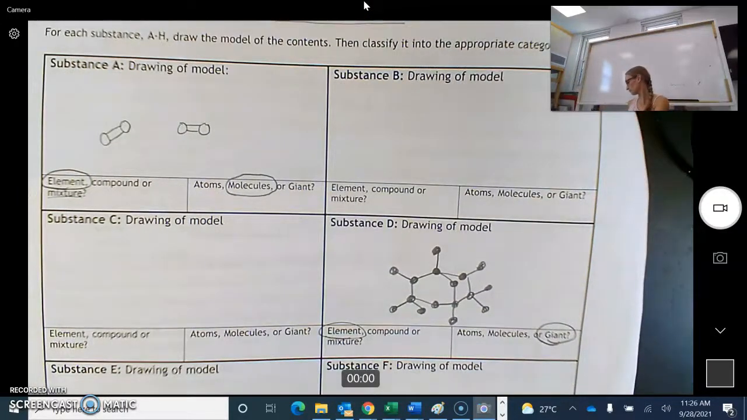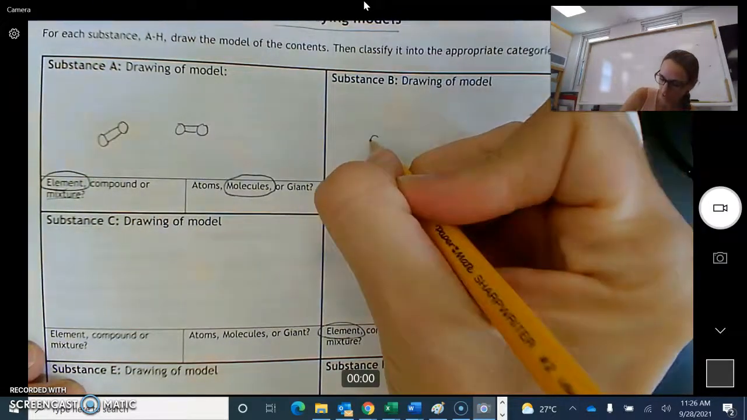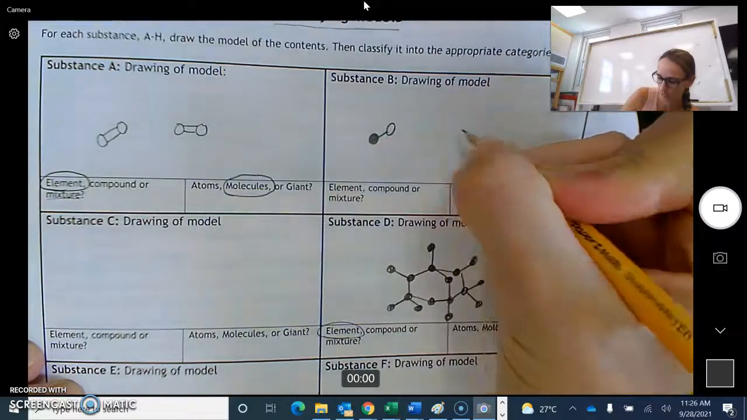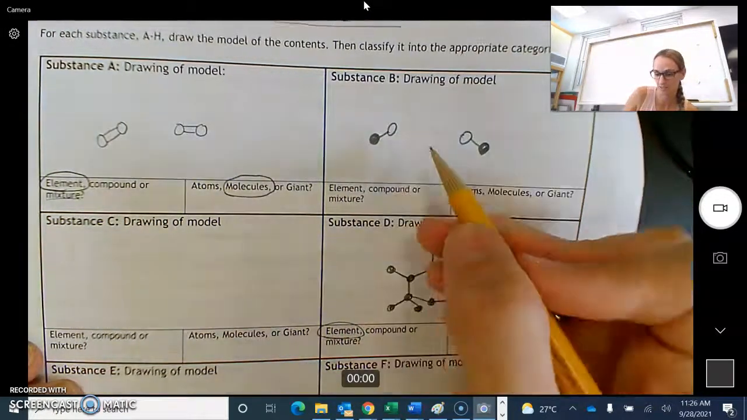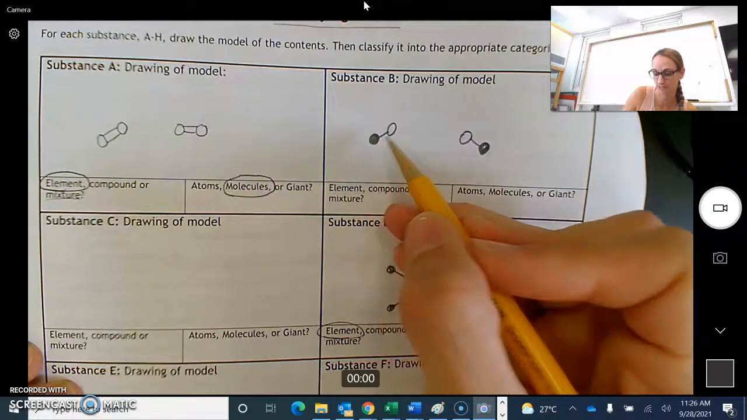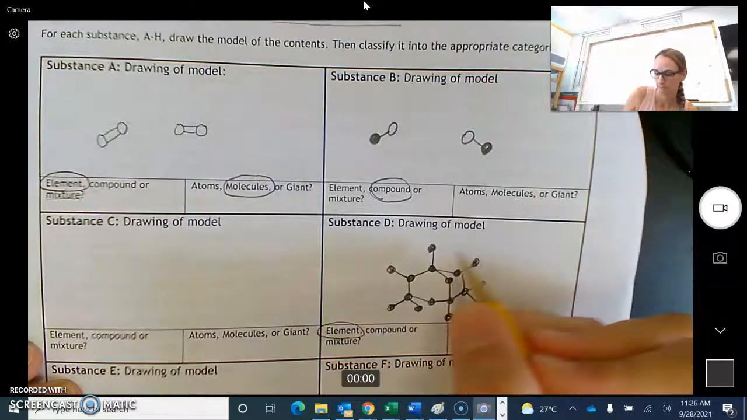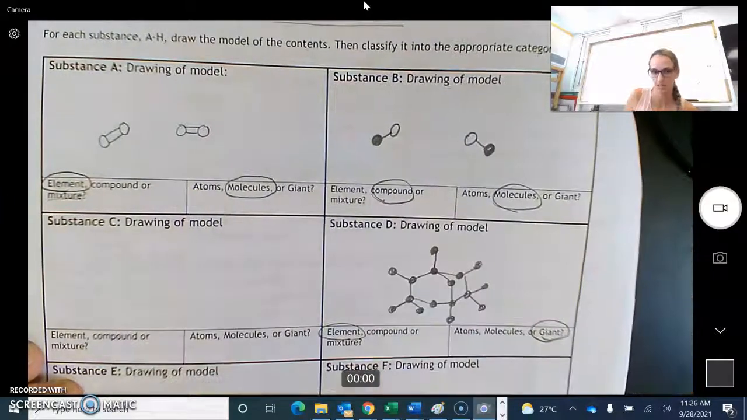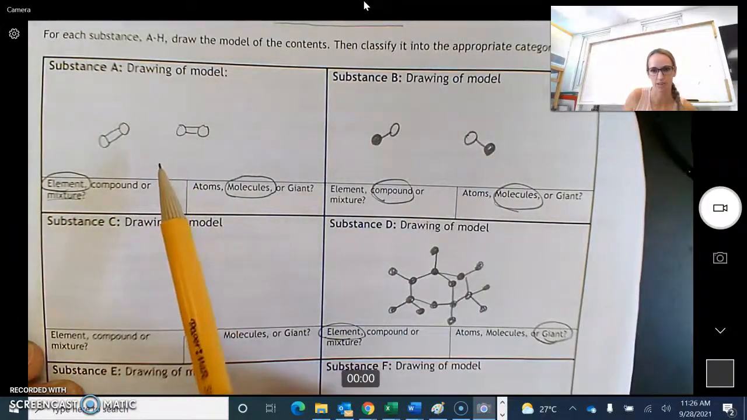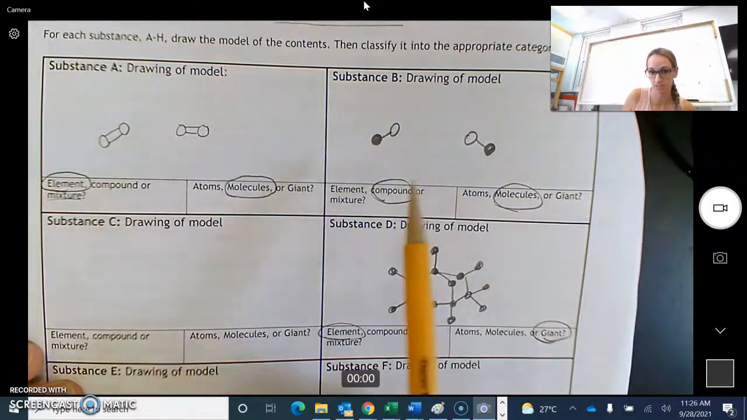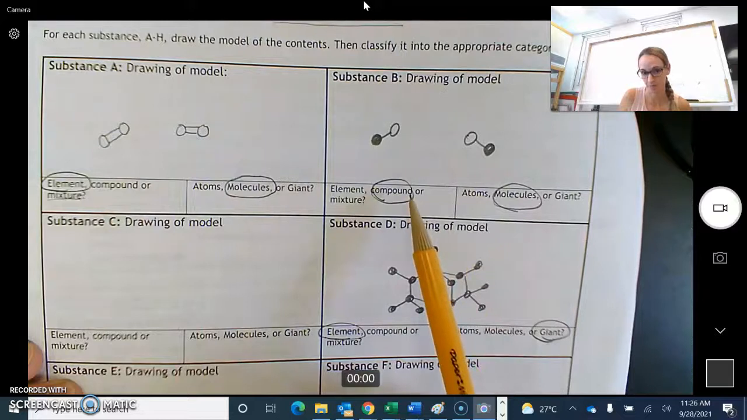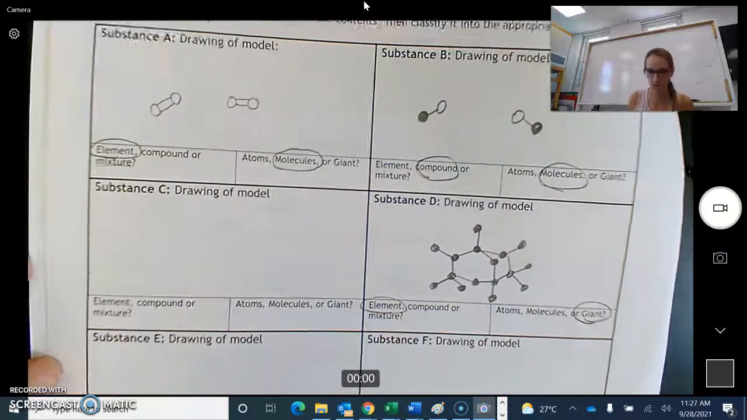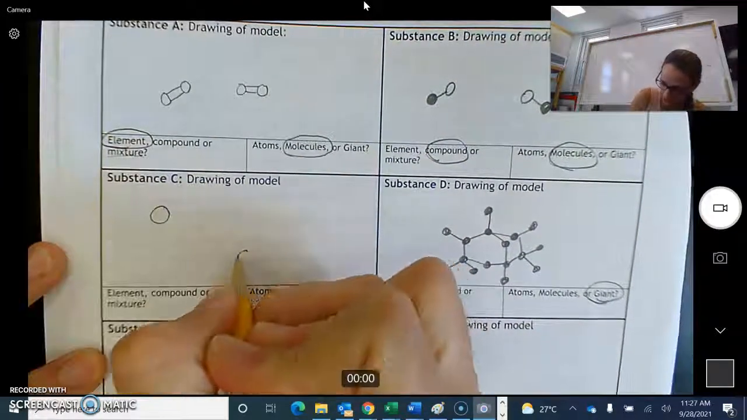So substance B had a green atom and a white atom bonded to each other. So I'm just going to color one in. If you had colored pencils or something, that's even better. This is clearly a compound because it has 2 different atoms bonded together, and they're molecules. I love A and B next to each other. It's a really nice way of showing both of these are molecules, but one is an element and one is a compound.